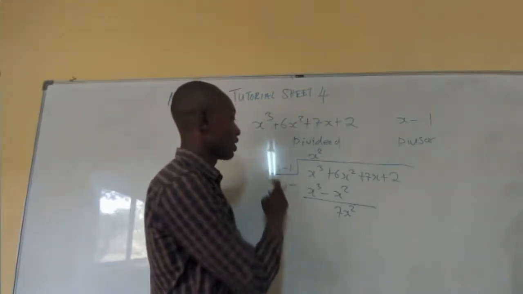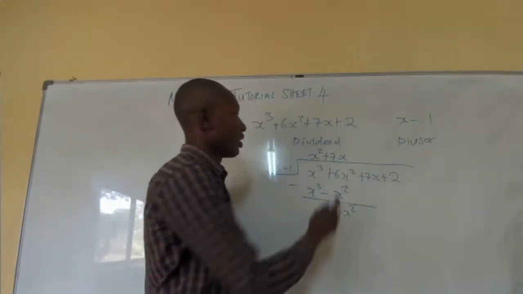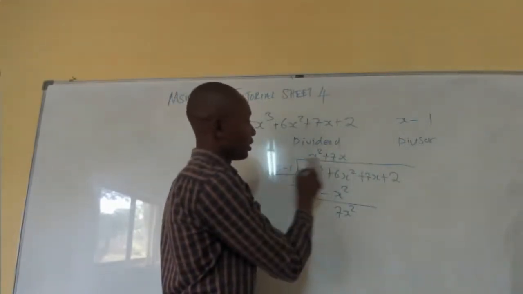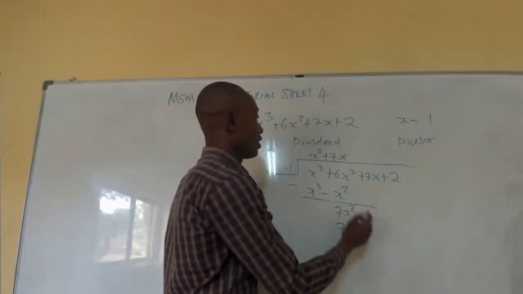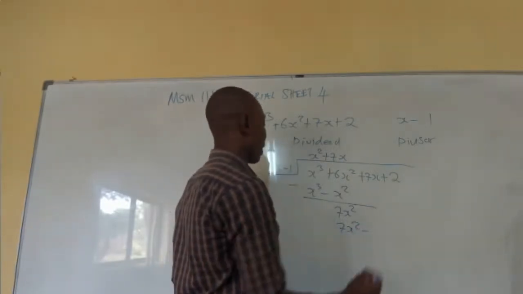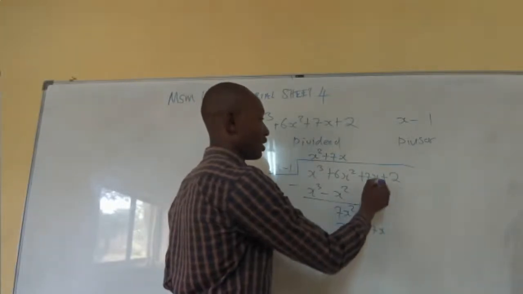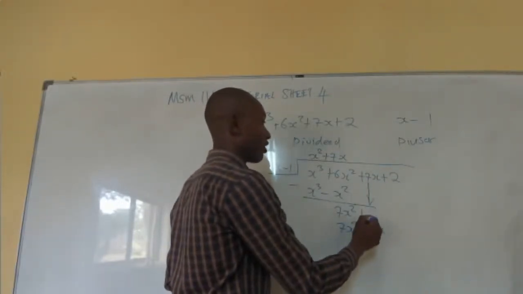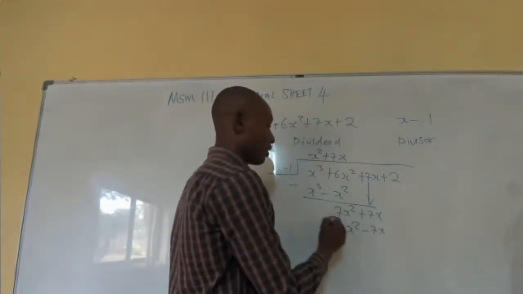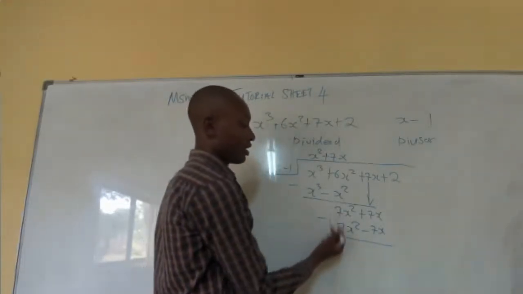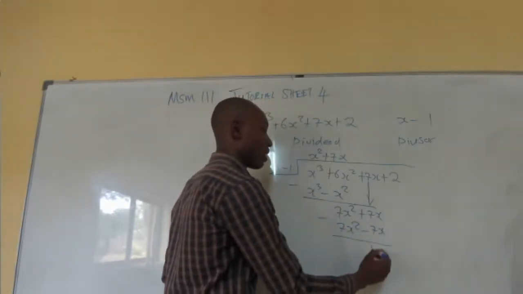Okay, next we're going to say what is x into 7x squared. This is going to be 7x. Then what is 7x times x? This is going to be 7x squared. 7x times negative 1, here I have negative 7x. Alright, so here we can bring down this plus 7x. So subtract, we have this minus that, which is another 0. 7x minus negative 7x becomes plus 14x.